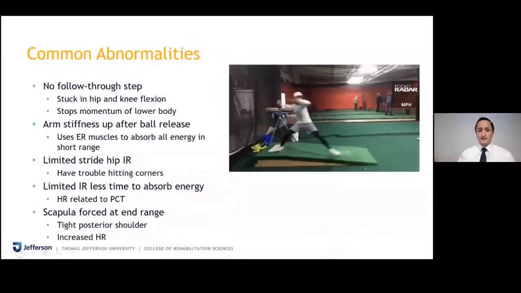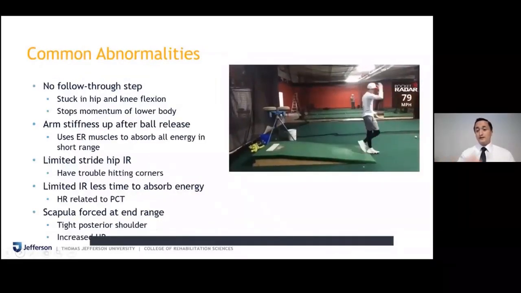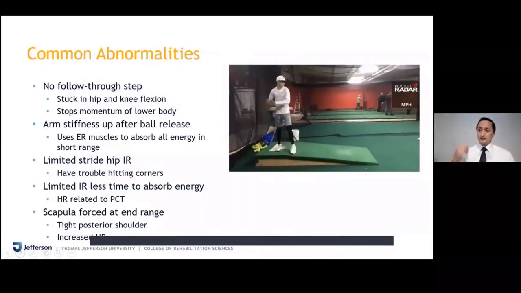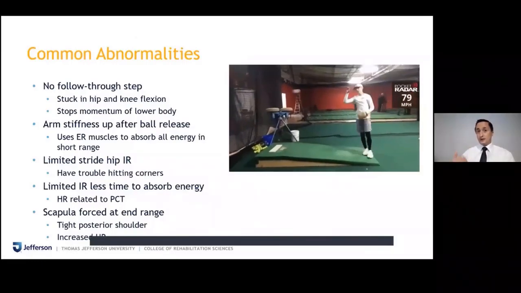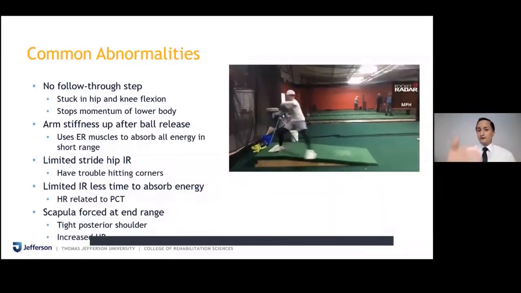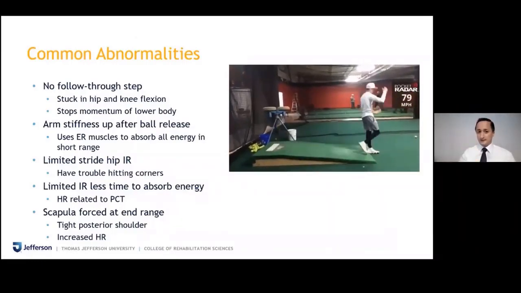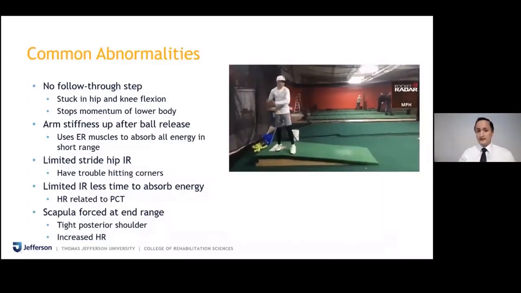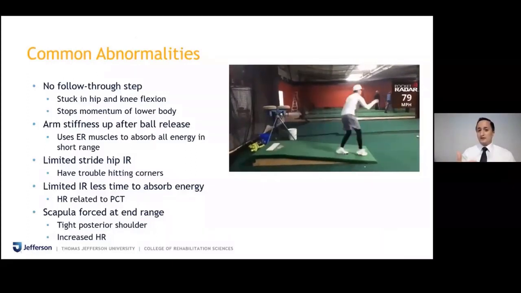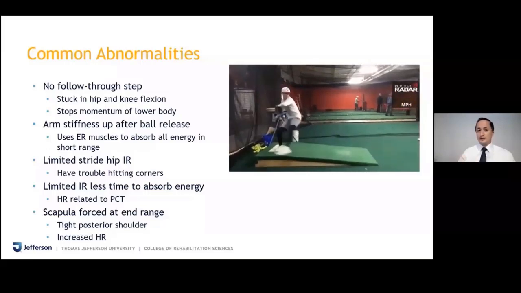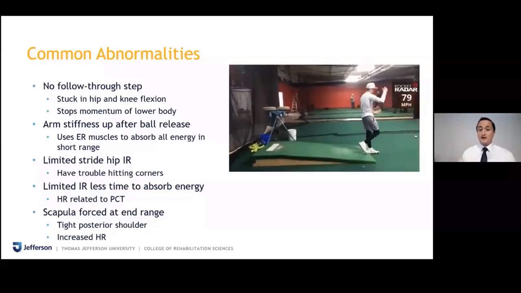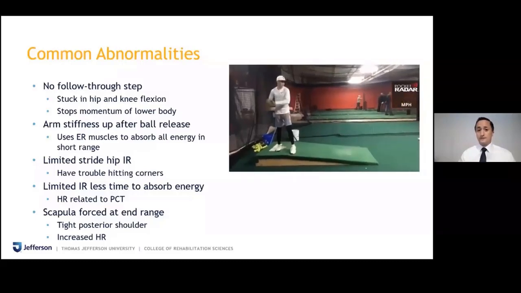So the common abnormality is really no follow through step. So if we think back to that kid that was sunken into his knee and his hip, his butt was staying back, he didn't follow through at all, right? He didn't have a follow through step. He was sunk into that hip and that knee, and his lower half momentum stopped. So his lower half wasn't doing anything to absorb energy. I guarantee his distraction force at his shoulder was through the roof.